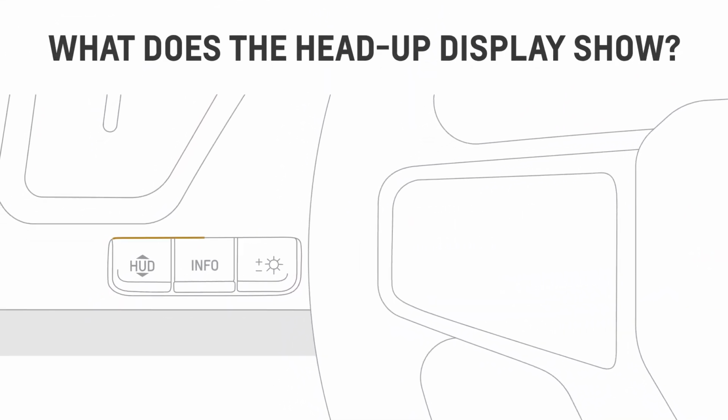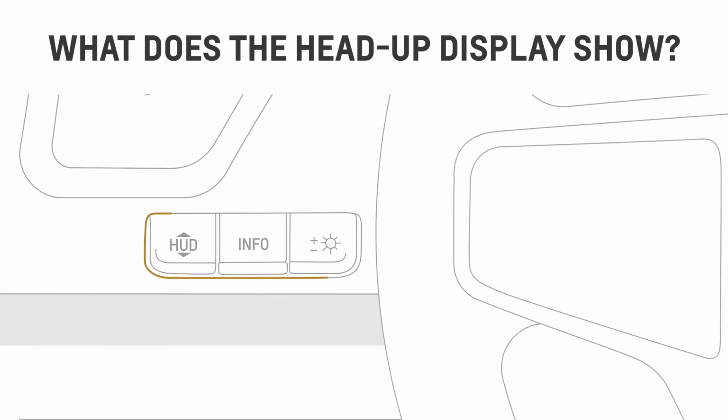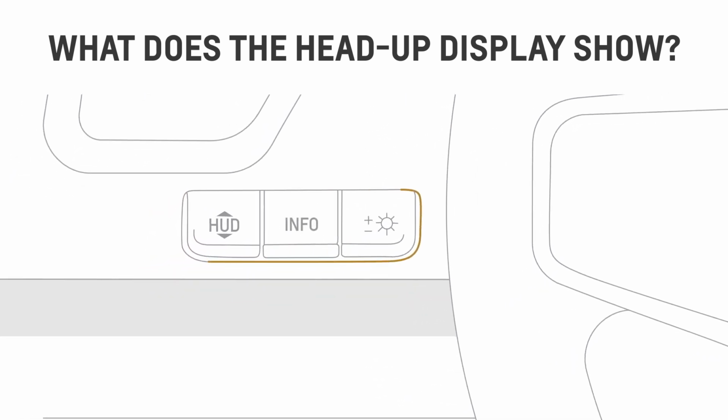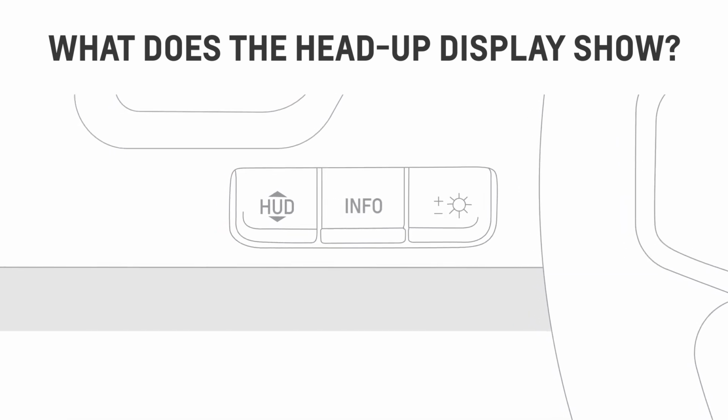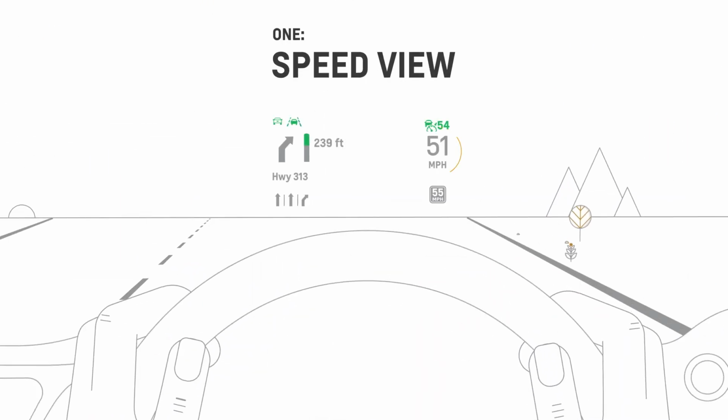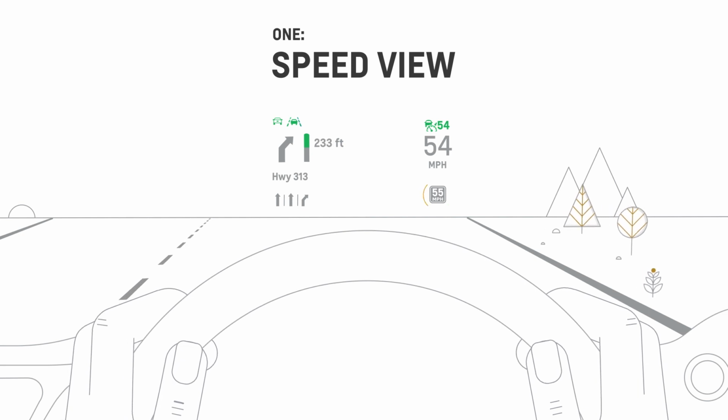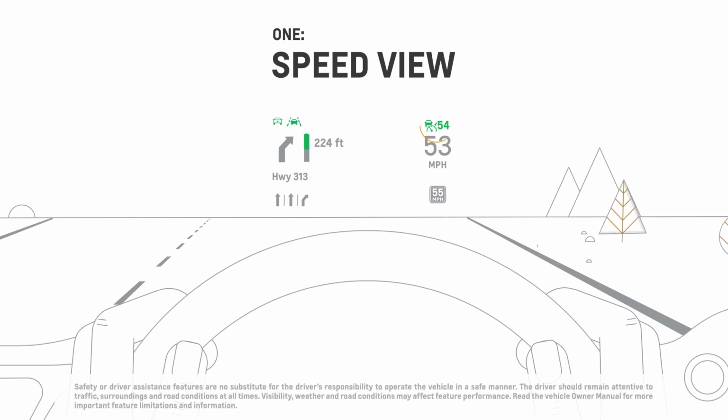In equipped vehicles, the head-up display can show speed, key warnings, performance information, navigation, and connected phone information. You can choose the display mode by pressing the info switch and cycling through to one of the following. Speed View displays your current speed, the speed limit, and if your vehicle has it, adaptive cruise control, lane departure warning, and vehicle ahead indicator.